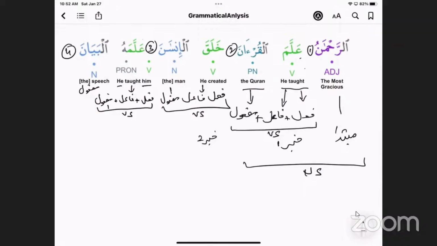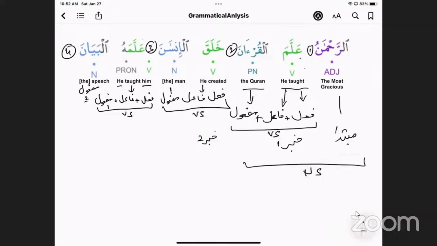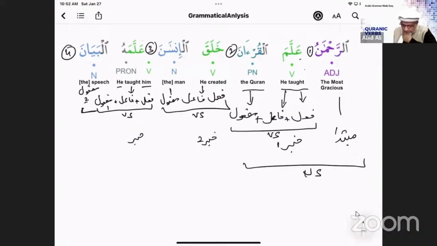Remember about maful? We said who, when, and then what, and how, and where. What did he teach him? The speech. So is this my maful 2? Yes. So this whole verbal sentence, is this my khabar 3?